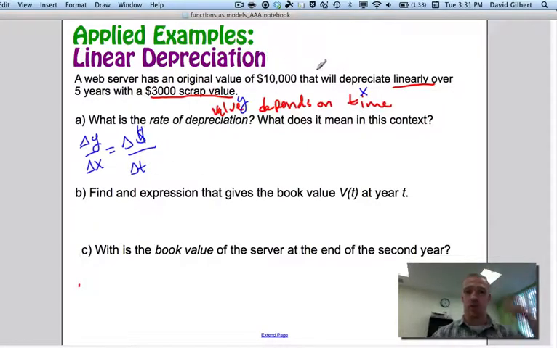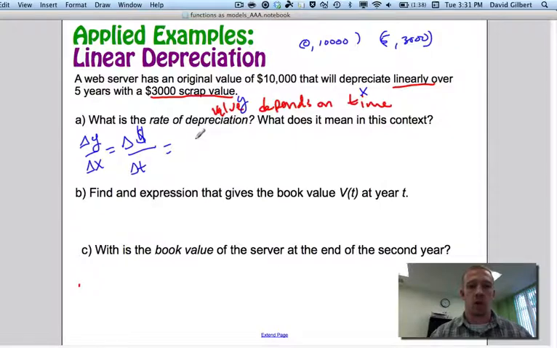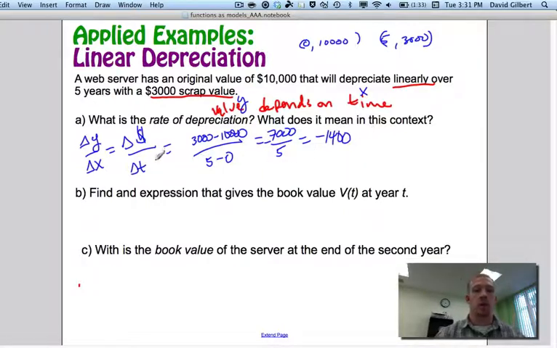Well, we had 2 points in this problem. At year 0, the value is $10,000. At year 5, the value is $3,000. So we're going to do 3,000 minus 10,000 over 5 minus 0, which gives us negative 7 grand over 5, which is negative $1,400 per year. So the units here are dollars per year.